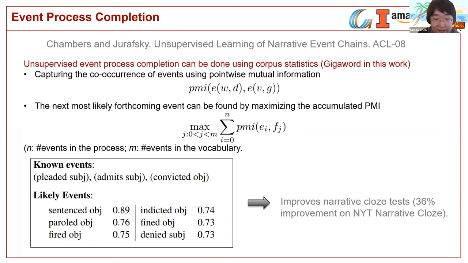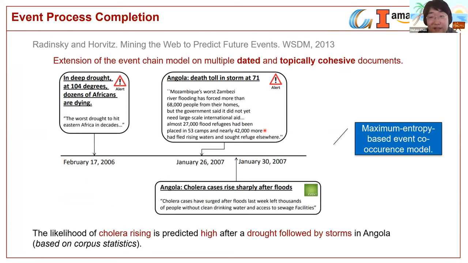So there are several significant works that follow Chambers and Jurafsky's design. One of them is the work published by Radinsky and Horvitz in 2013. In this work, they extend this unsupervised learning of event chains to a cross-document scenario.